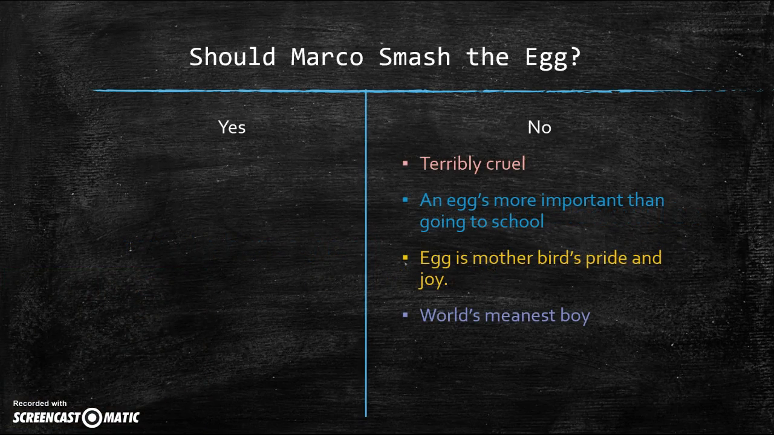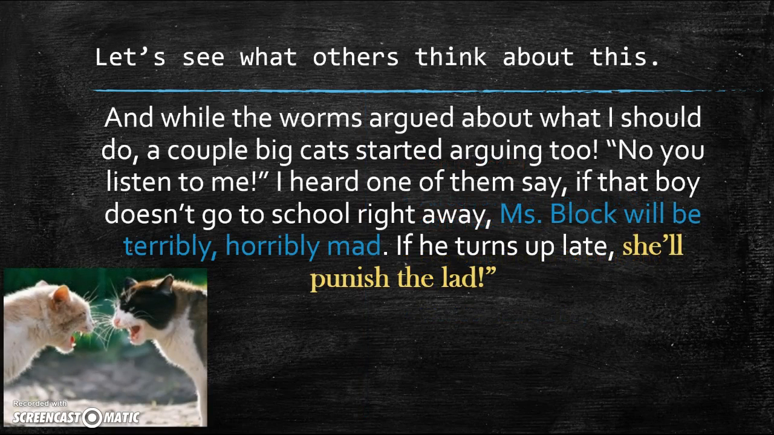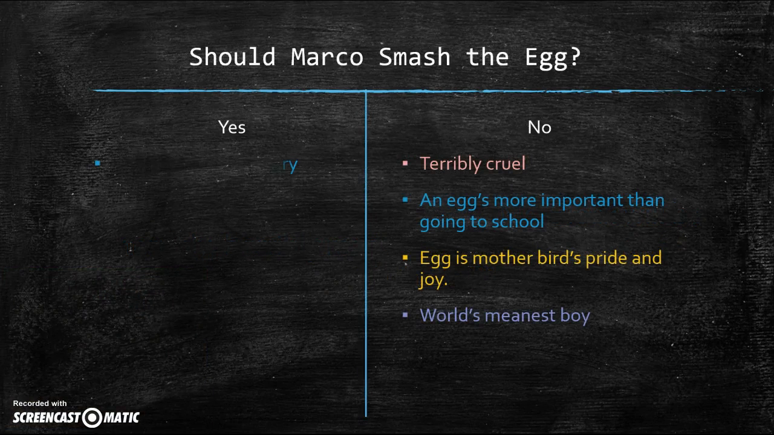Okay, let's see what some of the reasons were that this cat gave. Can you tell me some? Here, I'll flip back so you can see. All right. Yeah, if you said that Miss Flock would be angry, very good. We don't have to say that she'd be frightfully, horribly mad. We can just say that she'd be angry. That's a fast way to say it. Something else the cat said was that she'd punish Marco.